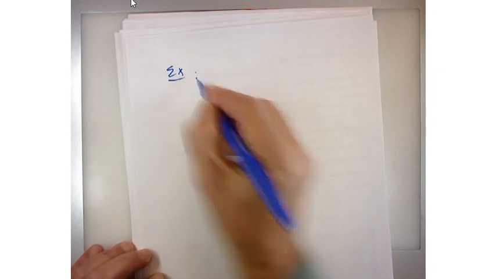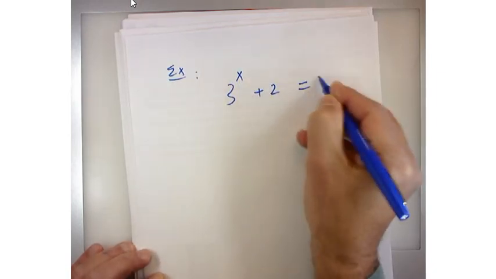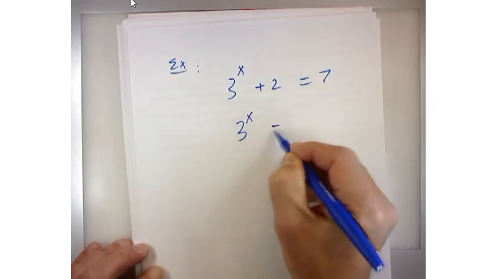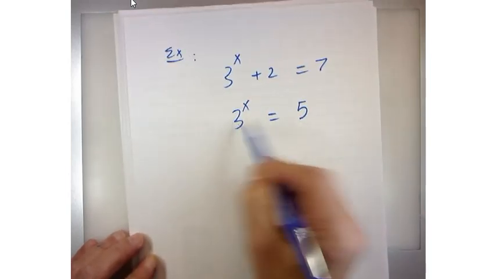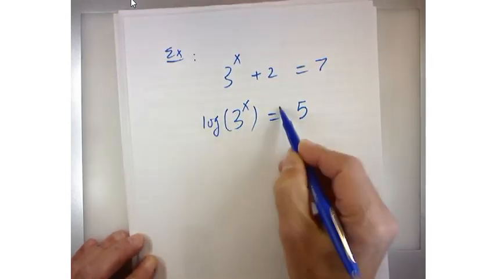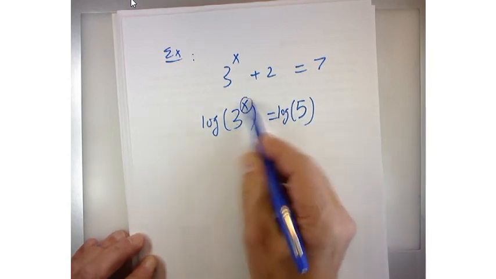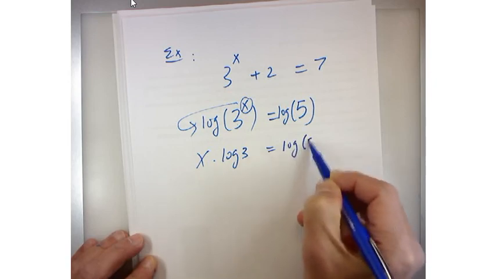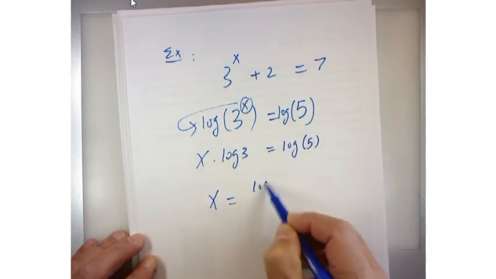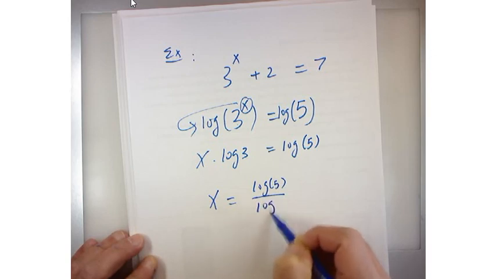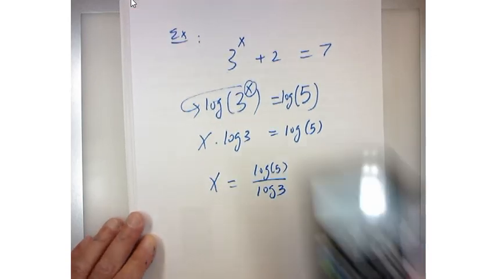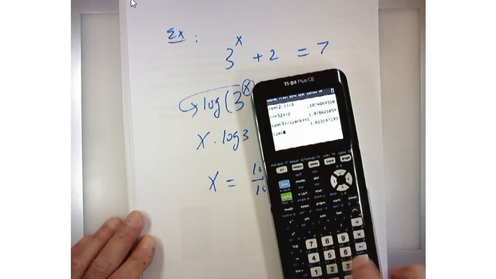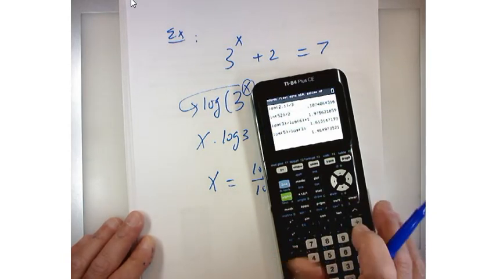Another example. 3 to the x plus 2 equals 7. So we move the 2 over. 7 minus 2 is 5. Since the base is neither 10 nor e, we do log or ln. I prefer to do log, but you can do ln. It doesn't matter. So x equals log of 5 over log of 3. Exact answer or estimate: 1.4650.